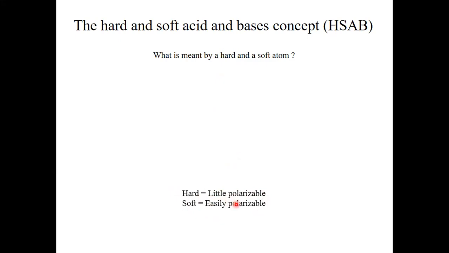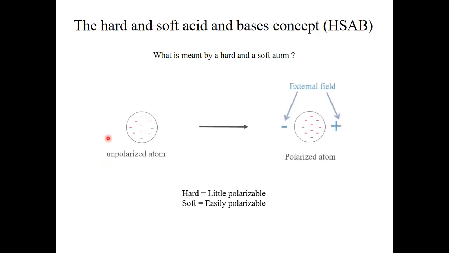So what does polarizability have to do with hardness? What explains the term? Well, an atom has an electron cloud in which you have the electrons delocalized. Little polarizable means that it's difficult to deform that electron cloud, and when something is difficult to deform, then it is hard. Whereas if that electron cloud is easy to polarize, then it's easy to deform and then it's soft. So this is illustrated here.